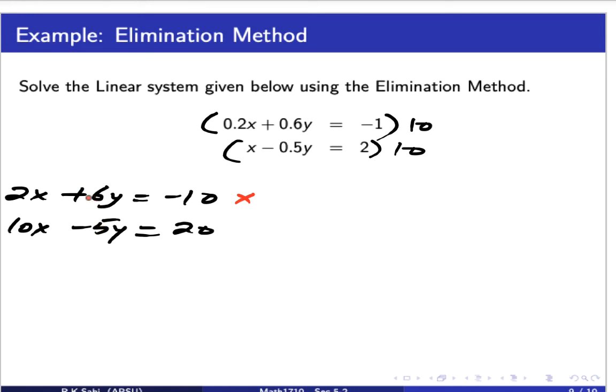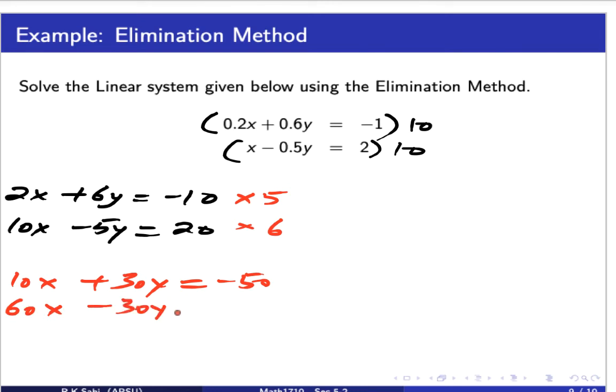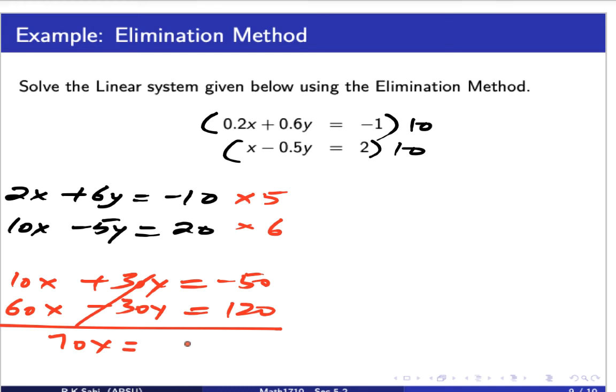So multiply the first equation by 5 and the second one by 6. So what do we get now? We get 10x plus 30y equals negative 50. Then we get 60x minus 30y equals 120. We add the two equations. What do we get? 70x equals 120 minus 50, which is 70, so x is 1.